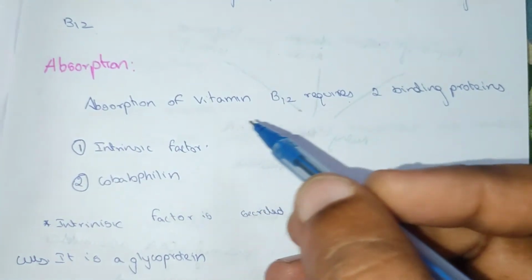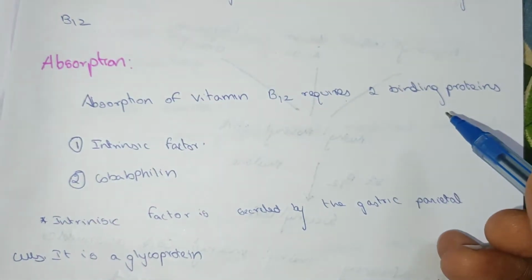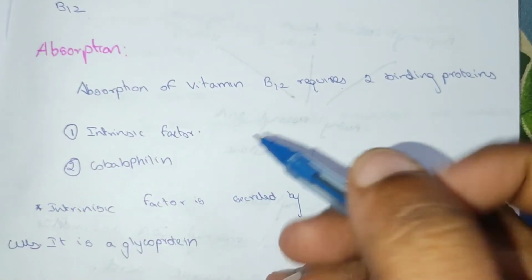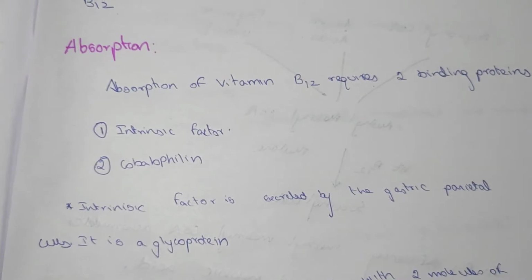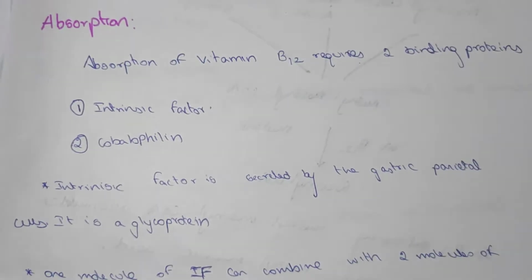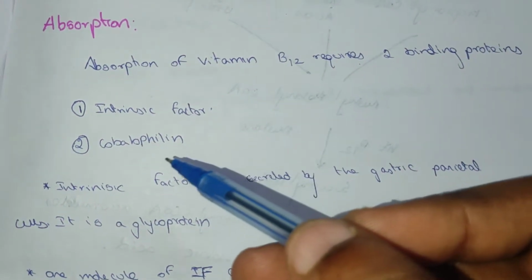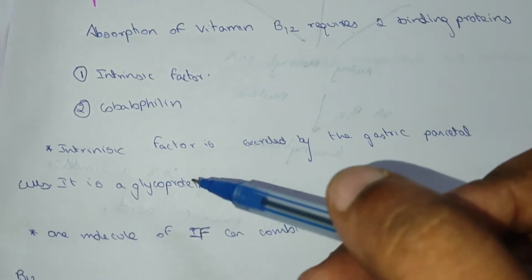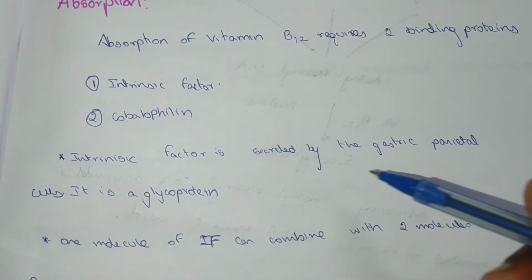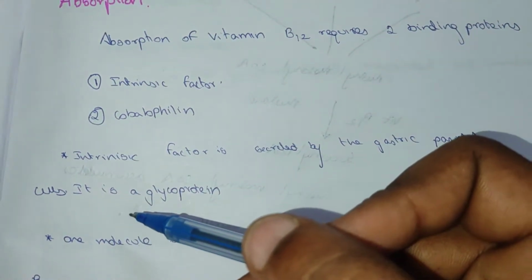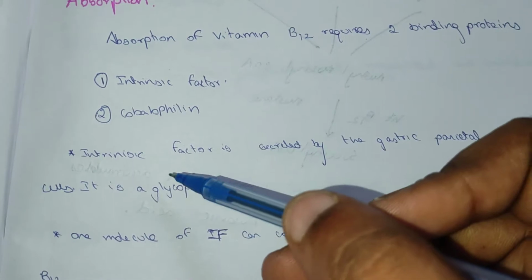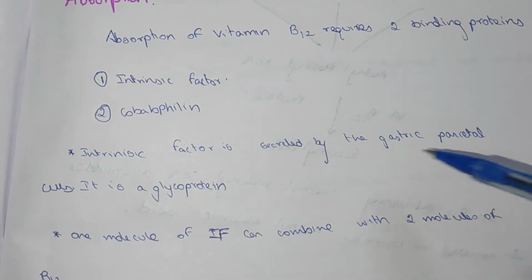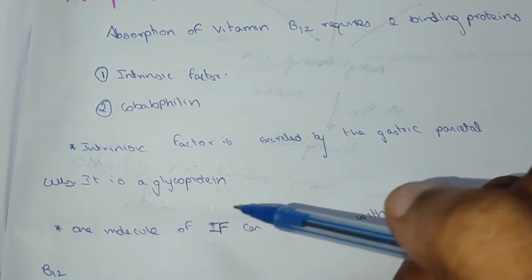Absorption. Absorption of vitamin B12 requires two binding proteins, intrinsic factor and cobalamin. The intrinsic factor is secreted by the gastric parietal cells and it is a glycoprotein.